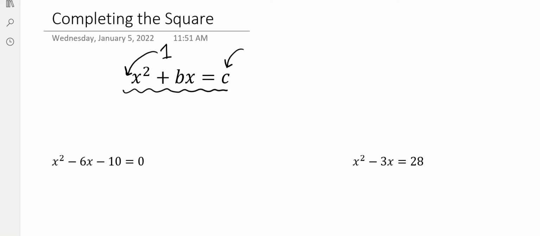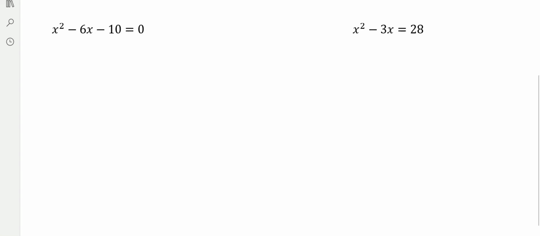Let's look at our first one. X squared minus 6x minus 10. We need it to look like this: x squared plus bx equals c. Now, just because I wrote a plus there doesn't mean it has to be a plus. It could be a minus also. But our equation isn't in that form, so we need to make it in that form.